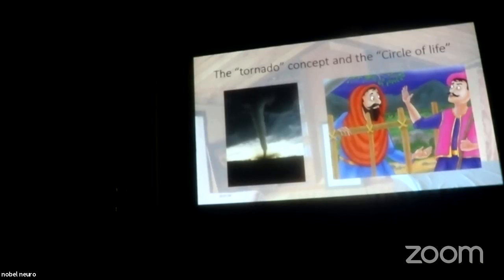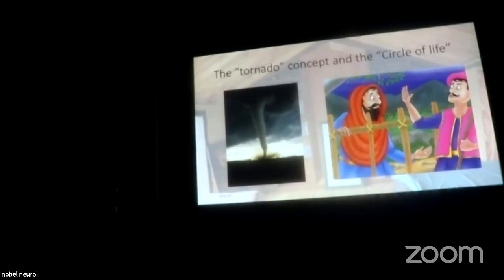Immediately he sat down for speech. So you must understand that life and death come together. One of our problems is that we want more and more and more. And then what happens? That's a tornado.